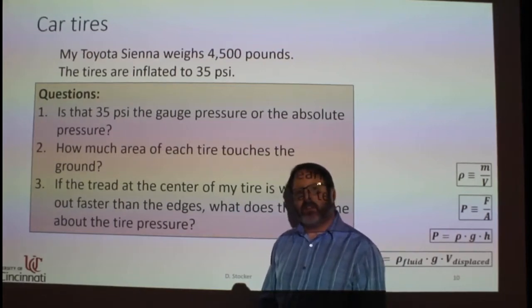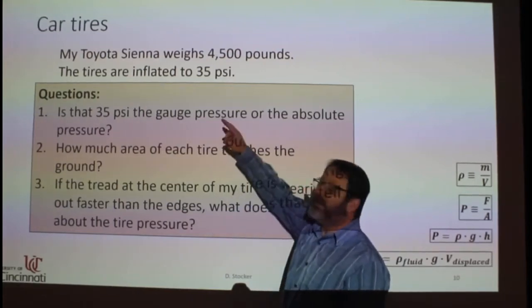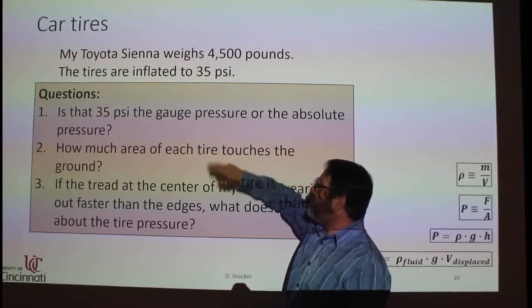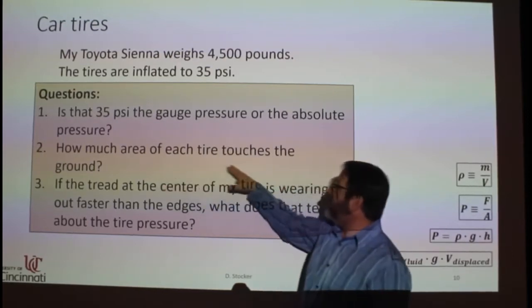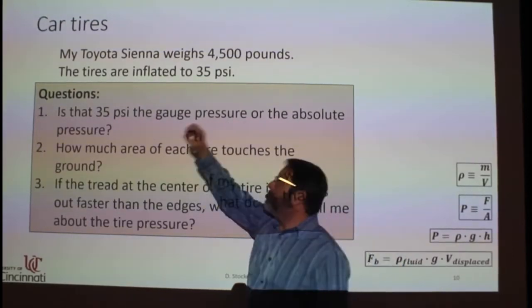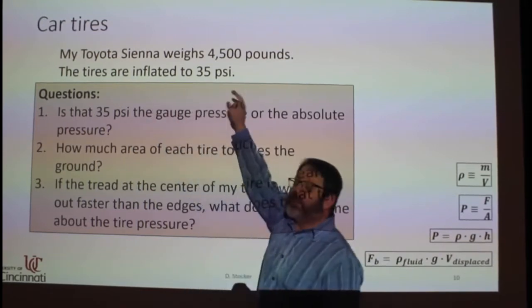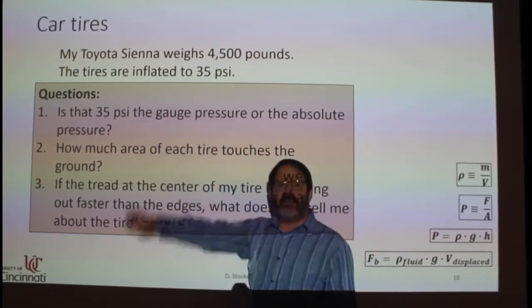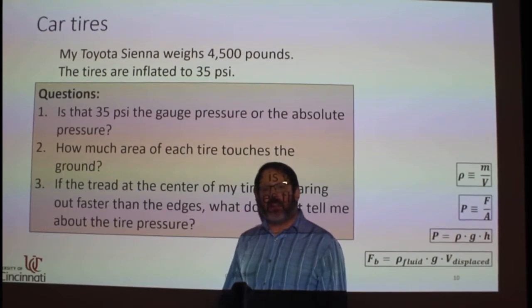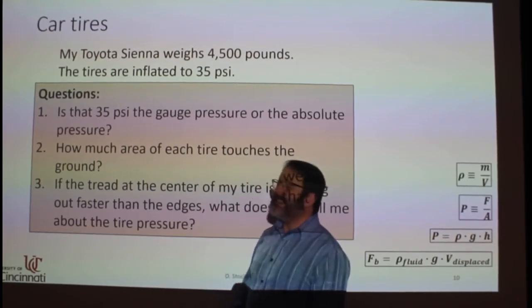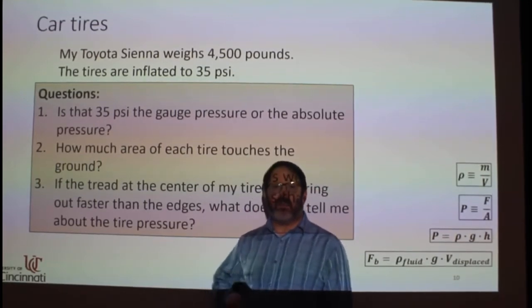In this video, we'll consider the air pressure that's in the tires of a vehicle and what that means about the area of each tire that's touching the ground. It says the tires are inflated to 35 psi. That's the pressure in US customary units. So psi is pounds per square inch.